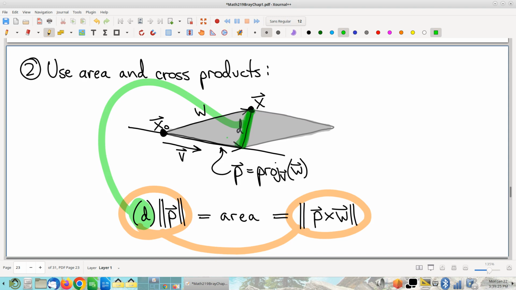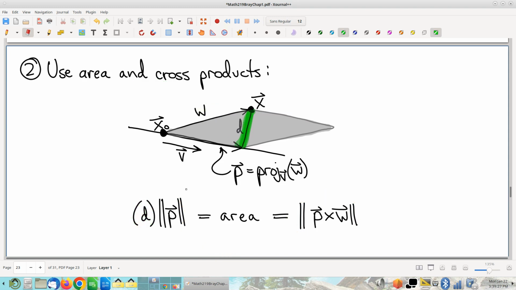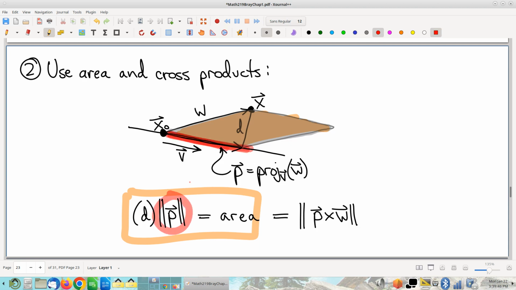Instead of calculating the length of P with the projection, can you just do the length of W? Well, no, because when we're talking about this area right here, we have to talk about height and base, right? So the base has to be perpendicular to the height. Yeah, so tragically it does have to be perpendicular that way, yeah.